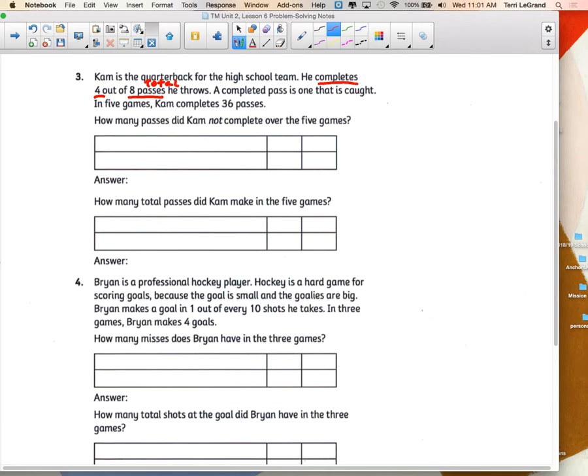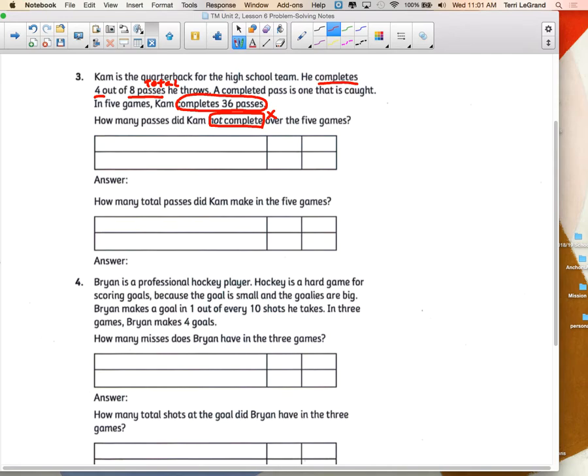He completes 4 out of 8. A completed pass is one that's caught. In 5 games, Cam completes 36 passes. How many passes? Oh, that's kind of important, isn't it? Completes 36. So we have a completion of 4, and then we have a completion of 36. We know that there were 8 total passes when there were those 4 completed. How many passes did Cam not complete? Not complete. There's our X.